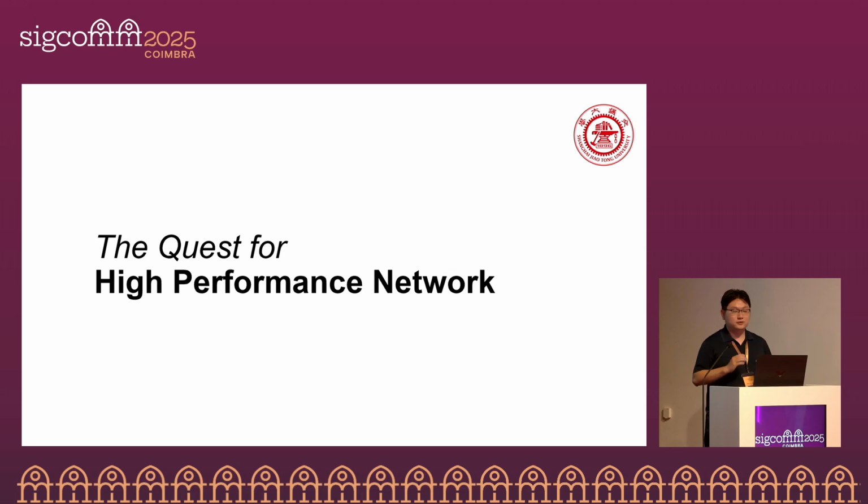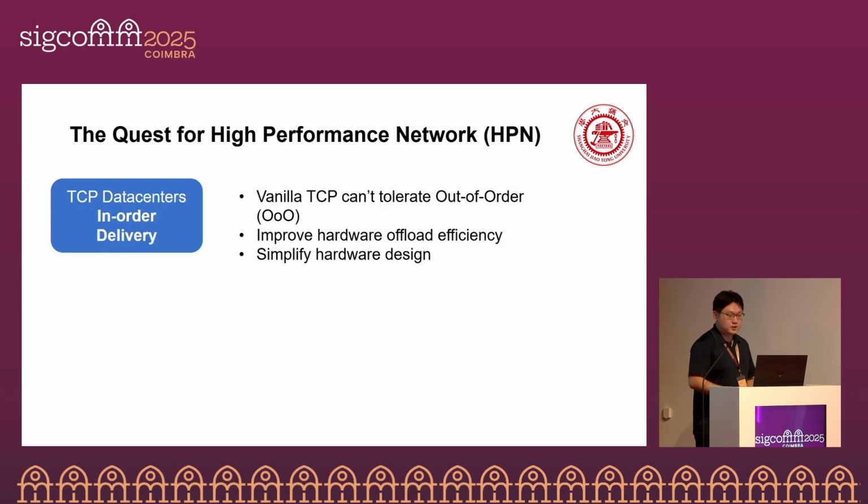First, let's review the evolution of high-performance networking. Over the years, different workloads have driven different requirements. We'll focus on three key features. The first feature is in-order delivery, a requirement driven by TCP data centers. As we all know, vanilla TCP is sensitive to out-of-order packets. Guaranteeing in-order delivery allows us to improve hardware offload efficiency and simplify designs.